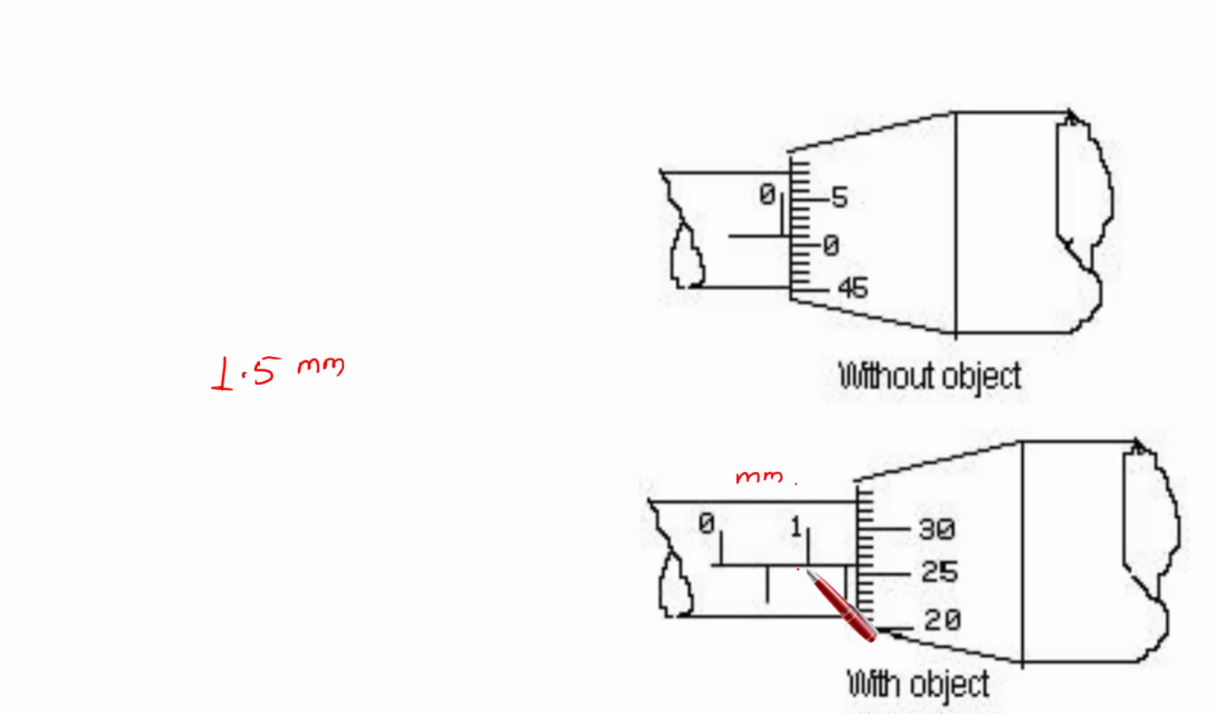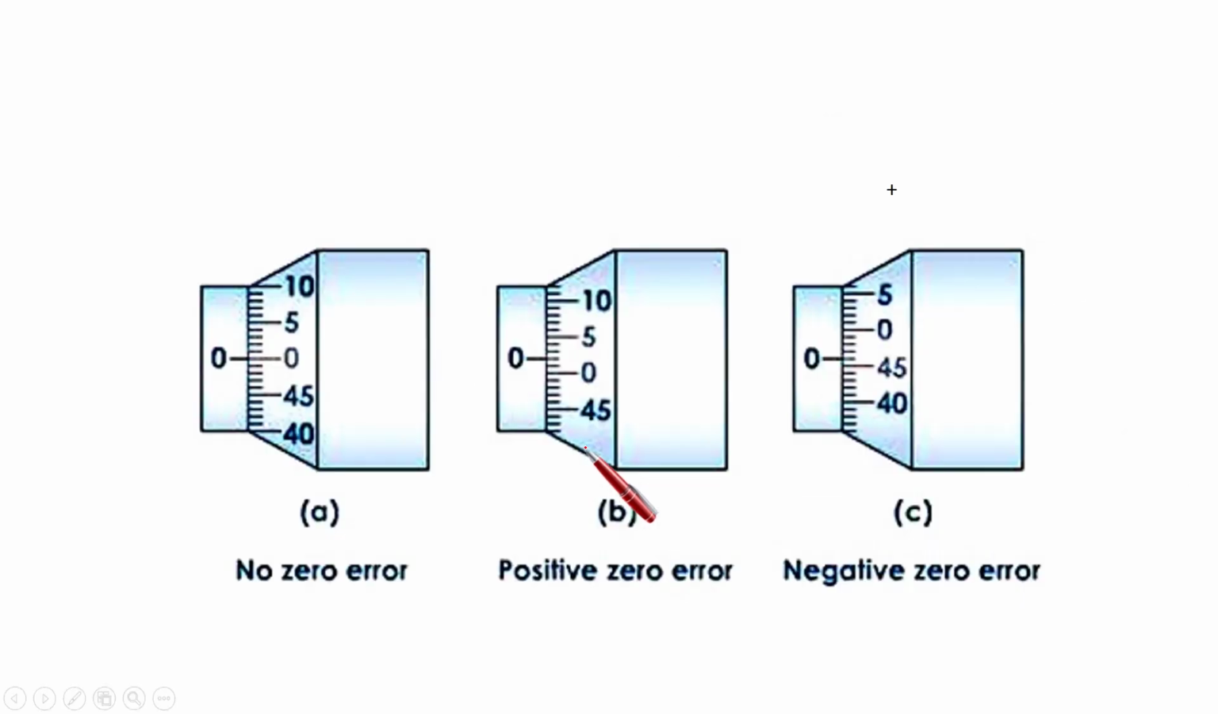Okay. So 1.5, after that, which one is coinciding? 26. So 26. What is the least count? So total 50 are there, as you can see from this one. For total 50 divisions, 0.5 by 50 is 0.01 least count. So it will be 1.5 plus 0.26, which will be 1.76. This is the reading.